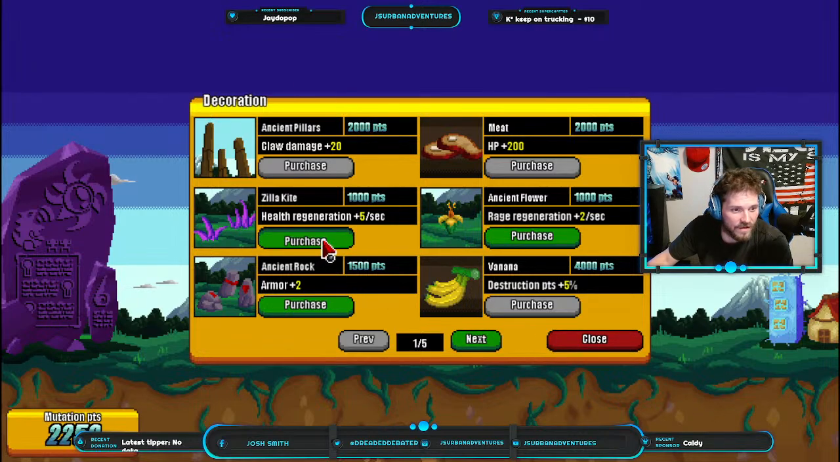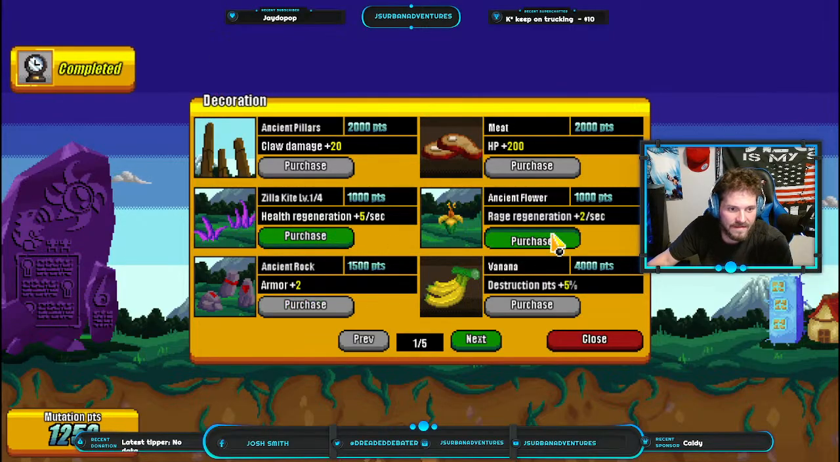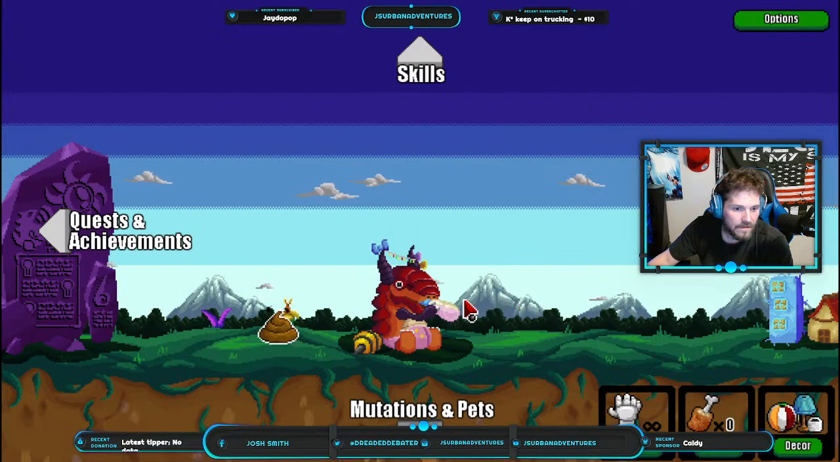Decor. We got 2,000 points. Ancient pillars. I can build a pyramid for my dinosaur. Ancient rock. Armor +2. Rage regeneration +2 per second. I like that. 1,000 points and 1,500 points. I have 1,250. What's the best way to allot these points? Let's get this and this. Let's clean up the doo-doo.